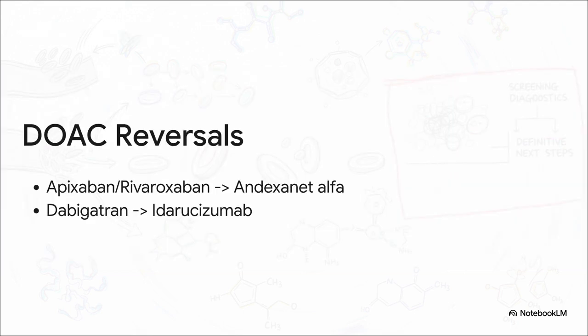Moving to DOAC parameters and emergency reversals. These antidote pairings are absolute non-negotiable knowledge for acute hemorrhage management. Factor Xa inhibitors like apixaban and rivaroxaban are directly reversed with andexanet alfa. Dabigatran, which is a direct thrombin inhibitor, has a highly specific reversal agent, idarucizumab.